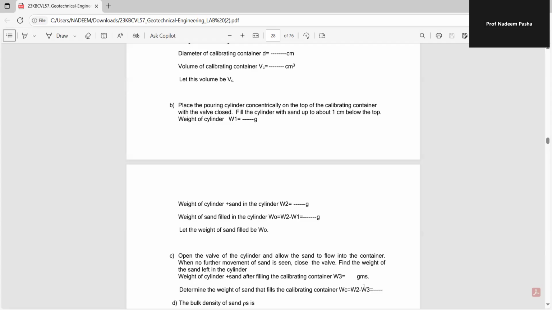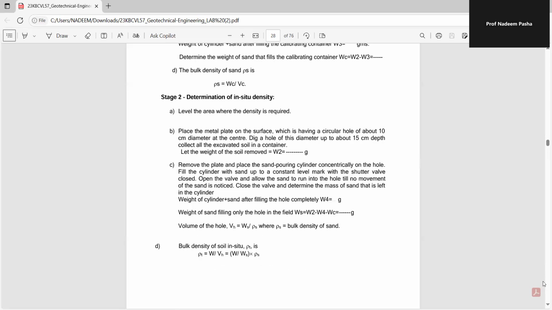Find the weight of the sand left in the cylinder. So the weight of the cylinder plus sand after filling the container is W3 now. Determine the weight of the sand that fills the container, Wc is equal to W2 minus W3. The bulk density of sand rho S is given by Wc by Vc. Determination of density. Leave the area where the density is required.